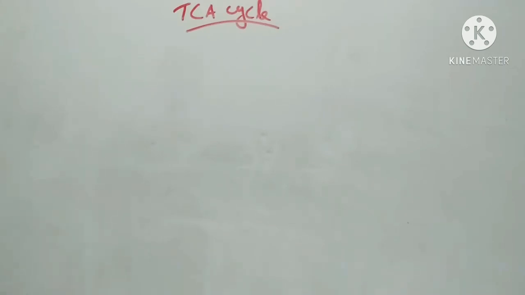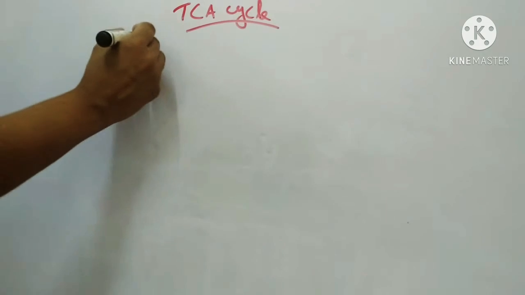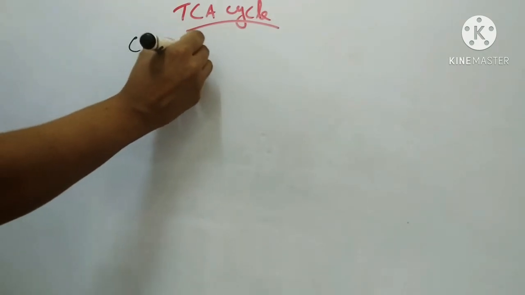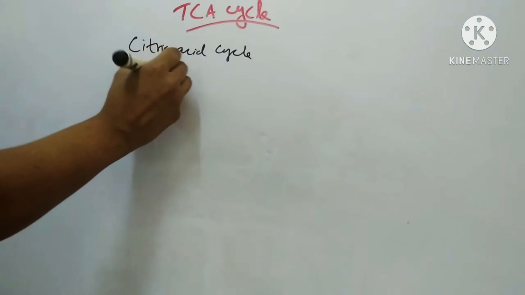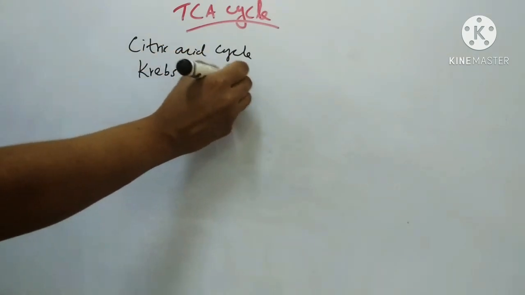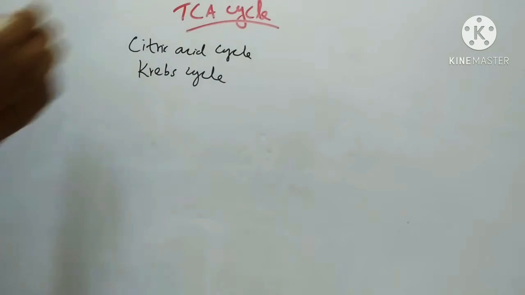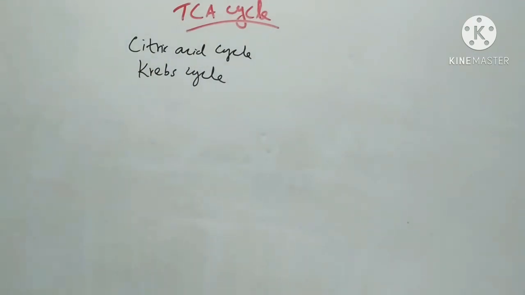Hello everyone. Today we will discuss the TCA cycle. It is also known as the citric acid cycle or Krebs cycle. TCA means tricarboxylic acid cycle. So it is a cyclic process. It is the final common pathway of breakdown of carbohydrates, fats and proteins to the formation of acetyl-CoA.